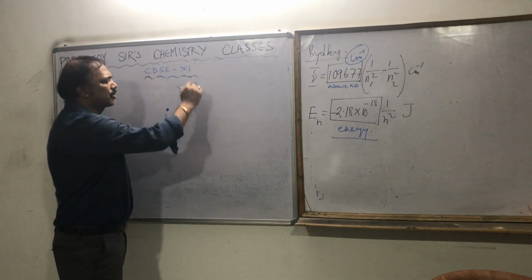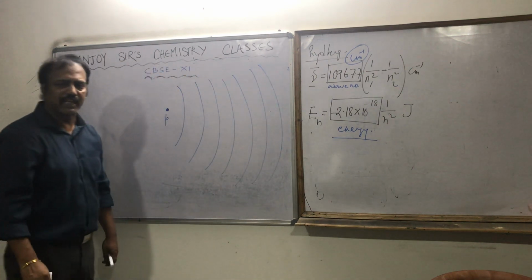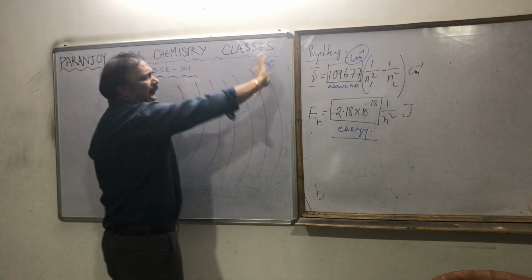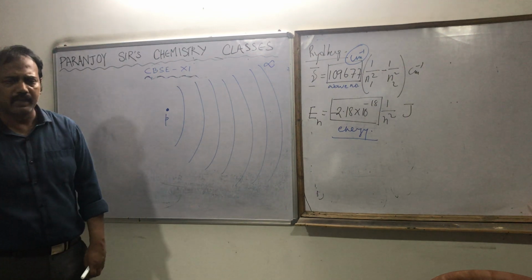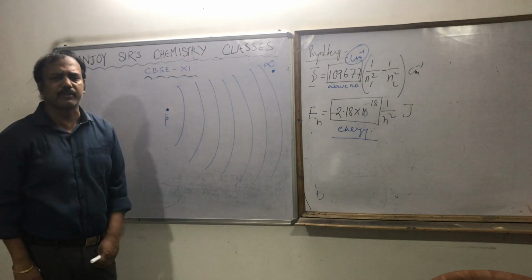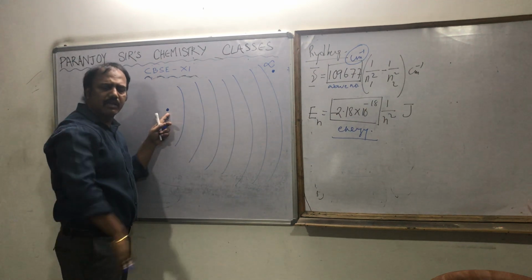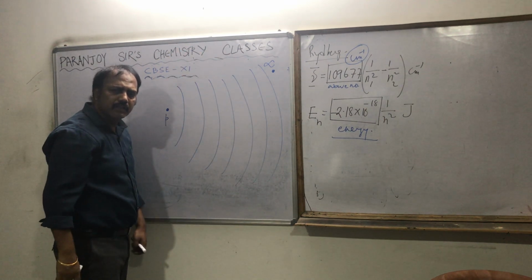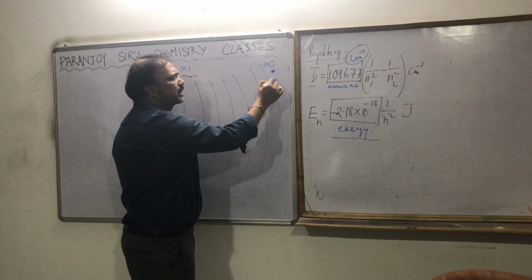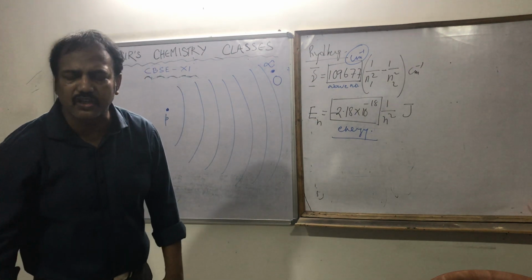Now he told that there are so many energy levels where the electron may be present. Suppose that this is the infinite energy level, very far away from the nucleus. If the electron of the hydrogen atom is present here, it is hardly experiencing any force of attraction from the nucleus because it is far away. At that condition, the energy of this electron is considered as 0.